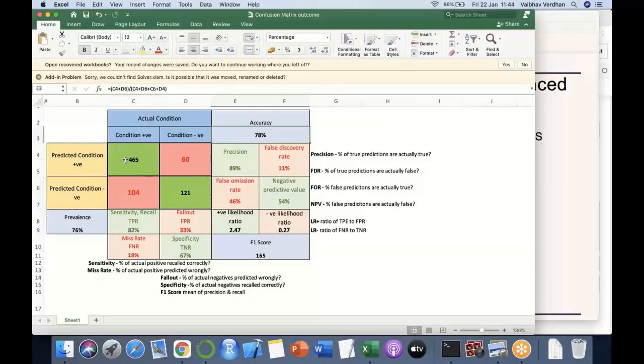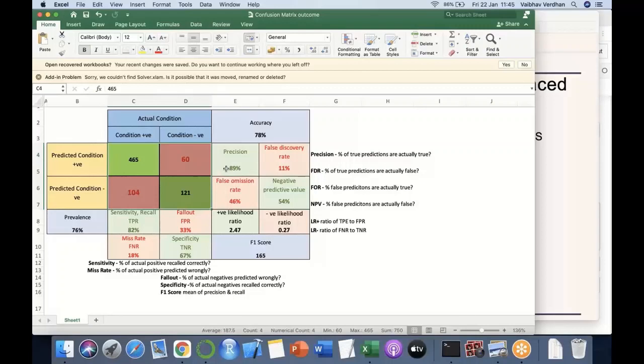Accuracy means that out of all these instances or observations, how many were correctly classified, which is 465 plus 121. They were correctly classified by the algorithm. And that is my numerator. The denominator is my total observations. Then we have precision and recall as two important KPIs.